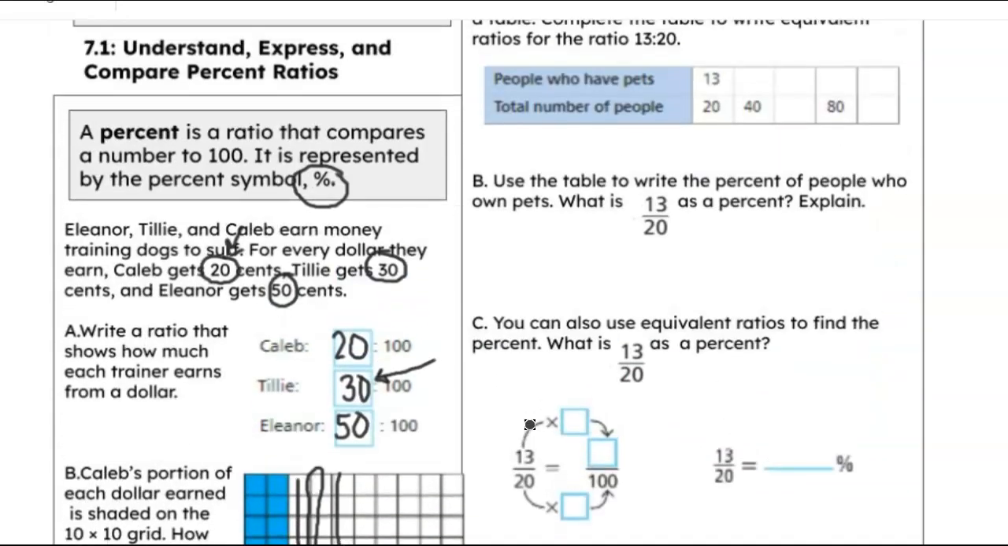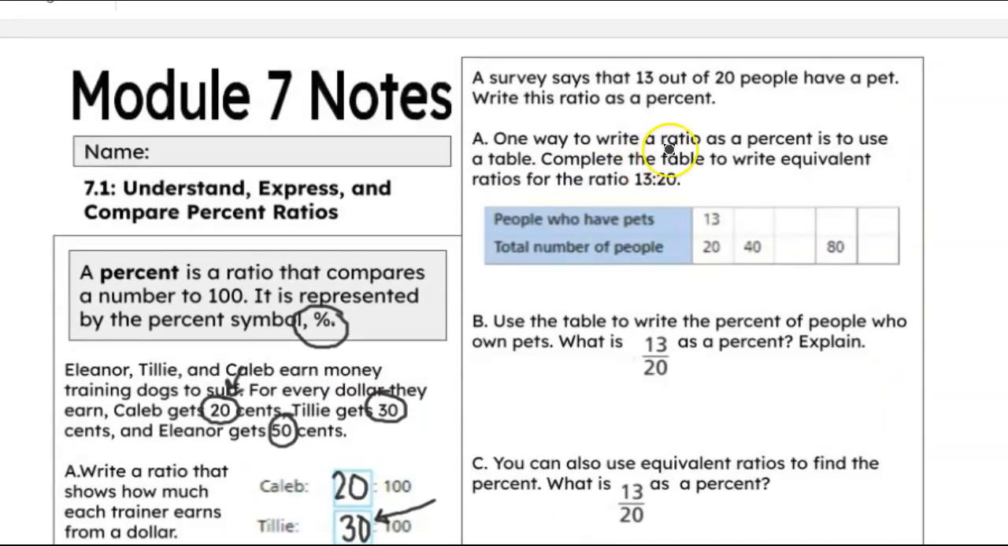Okay, let's go up to the top of the next side, right here. A survey says that 13 out of 20 people have a pet. We're going to write that as a ratio. One way to write a ratio as a percent is to use a table. Complete the table to write the equivalent ratios for the ratio 13 over 20. So most of you guys like tables. If it's drawn for you, use it. If they don't have one drawn, you're not going to have to solve it this way.